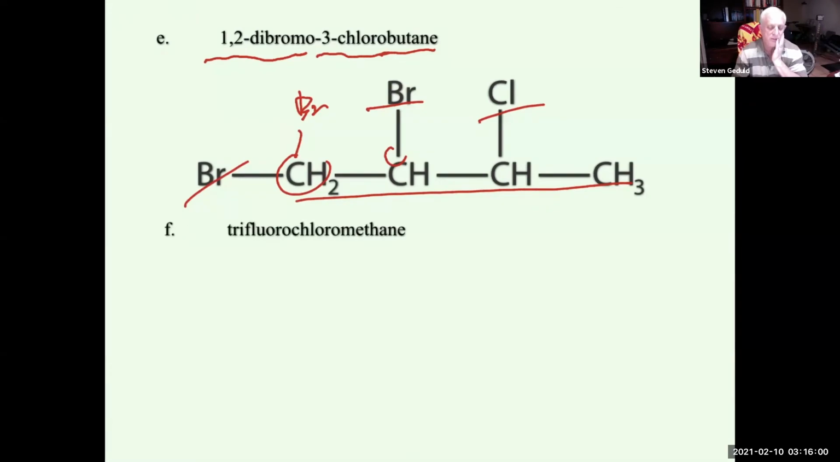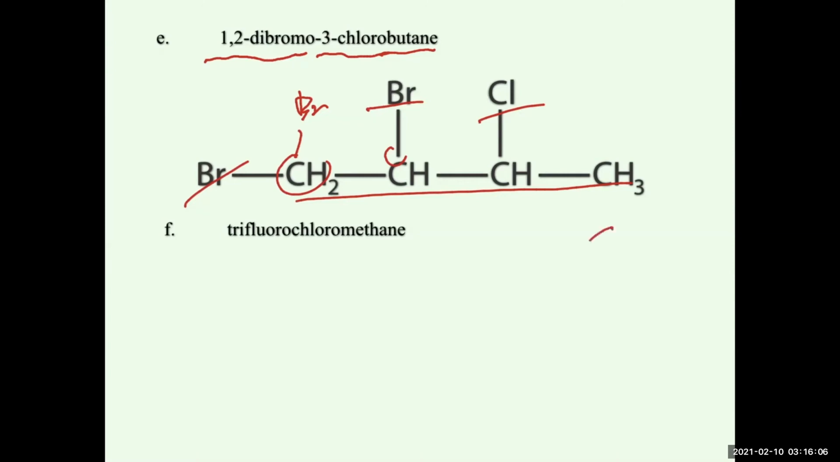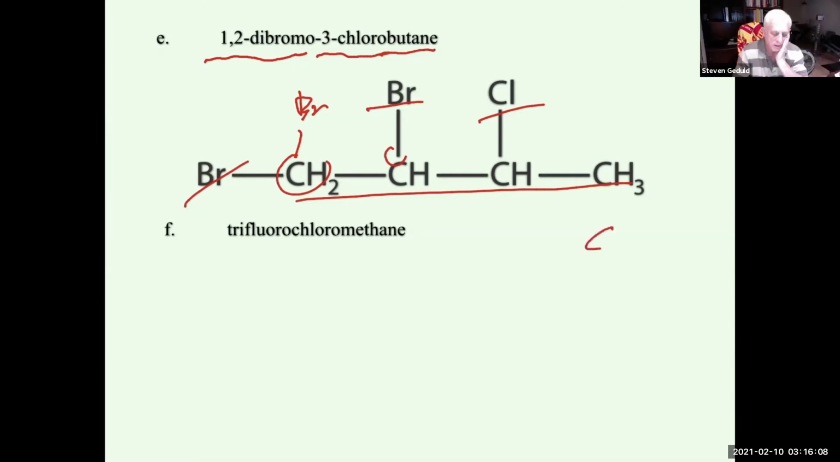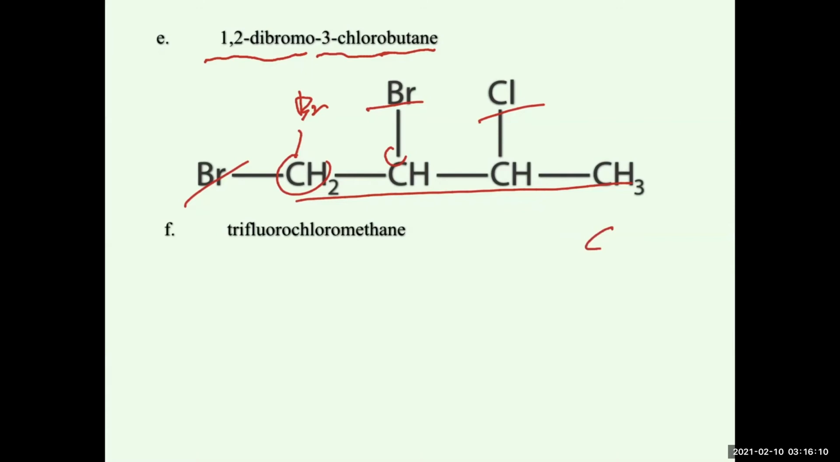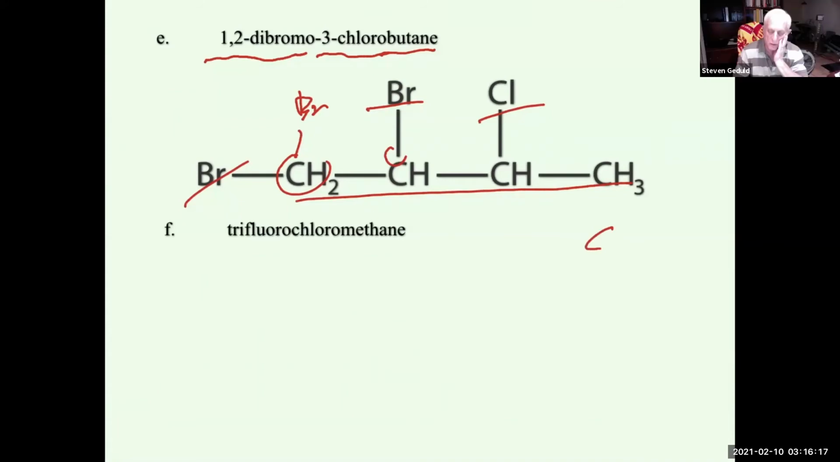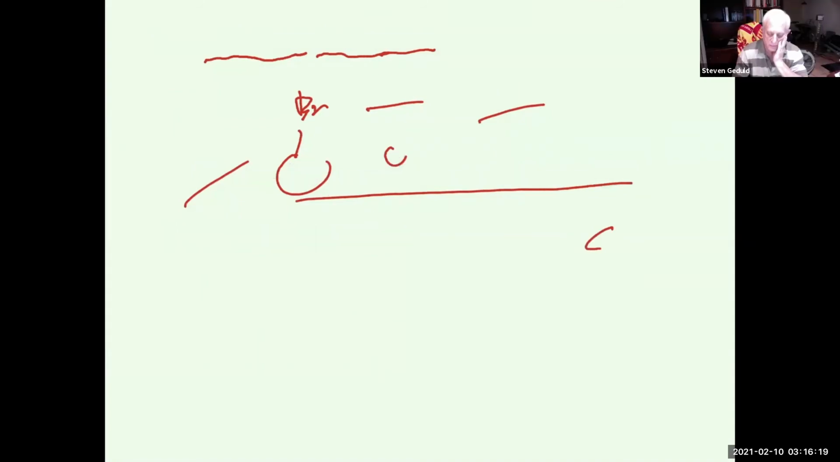What's that thing? Trifluorochloromethane. How many carbons? One carbon. And attached to this carbon, you have what? Fluorine, chlorine. How many of each? One chlorine, three fluorines.